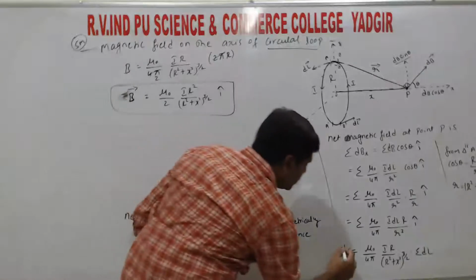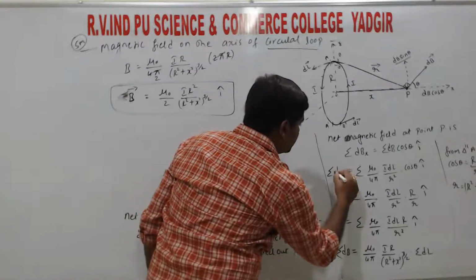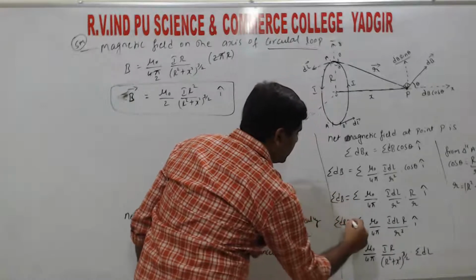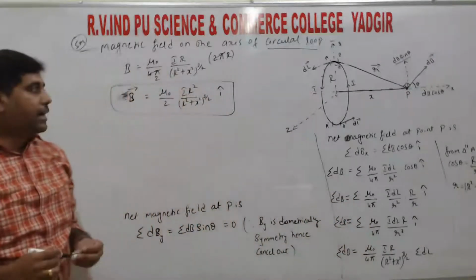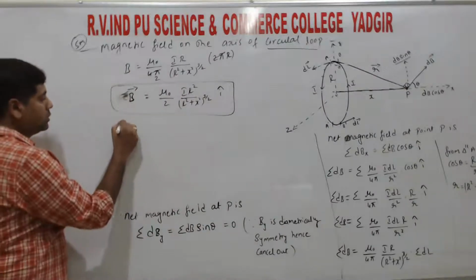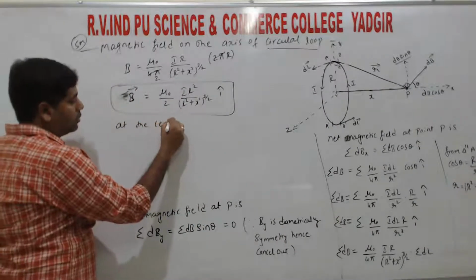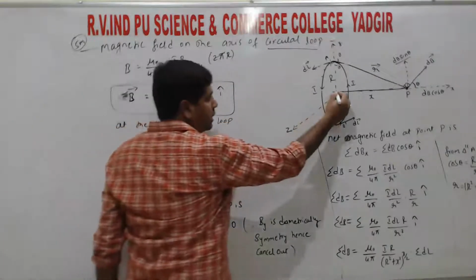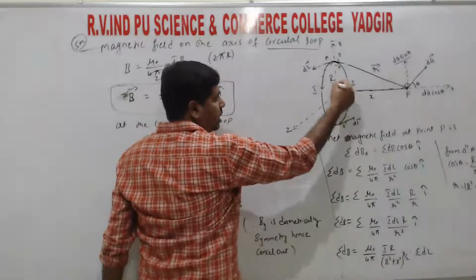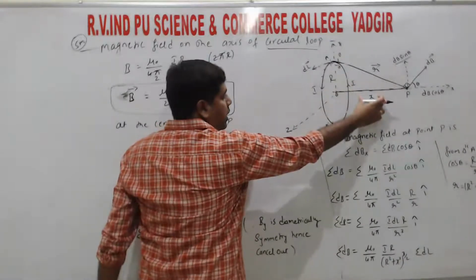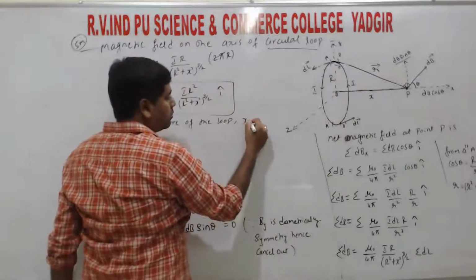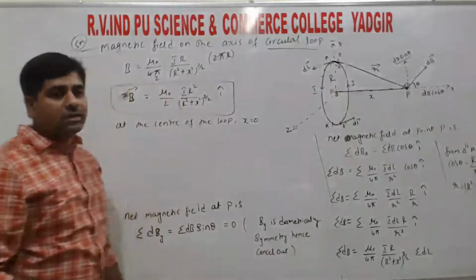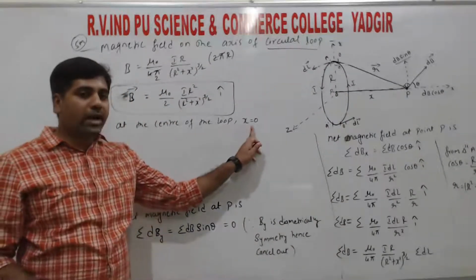So here also there is a summation, summation dB, right? So at the center of the loop, that means exactly at the center of the circle, the x value becomes 0. Because we are considering the point at the center of the circle, so P lies at the center of the circle, then at the center of the loop x equals 0.